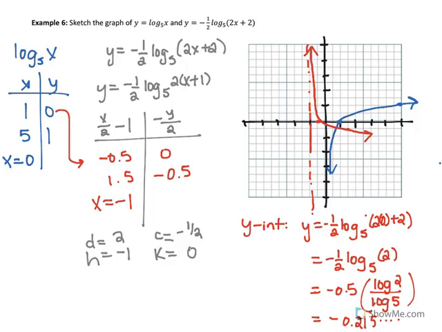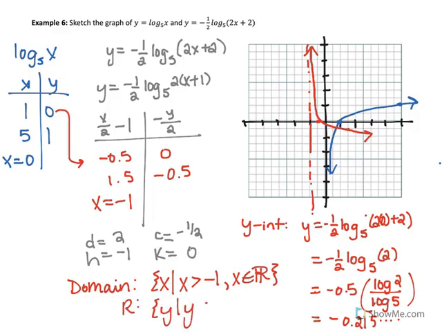Our domain for this function is going to be greater than -1. And our range is everything.